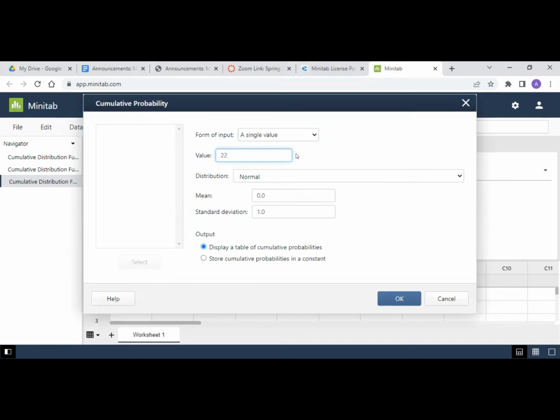Now, the only thing that changes when we're dealing with an X value instead of a Z-score is what we type in for the mean and the standard deviation.